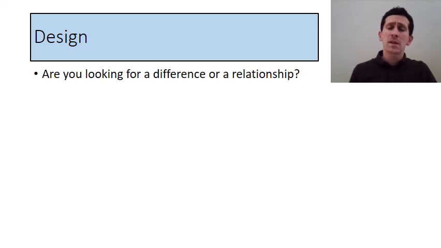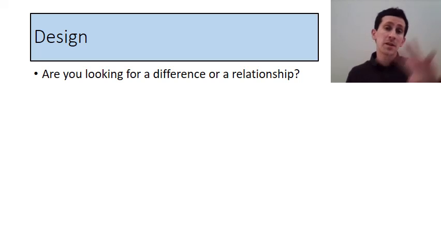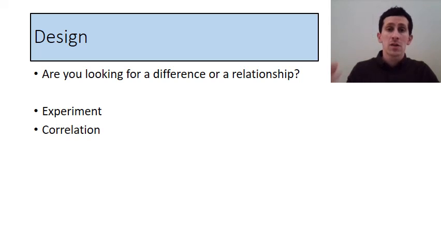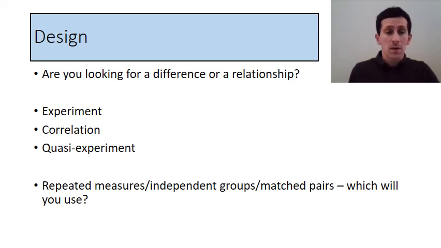When we're talking about experimental design, you need to firstly work out what you're looking for. Are you conducting an experiment looking for a difference, or are you conducting a correlation study looking for a relationship? So you need to make that clear first of all. Also, what experimental design are you going to use? Repeated measures, independent groups, or matched pairs? Usually they'll tell you which one you're going to use. And a lot of the time they'll tell you repeated measures because they want to see, do you know whether you should use and include counterbalancing later on in your experiment.